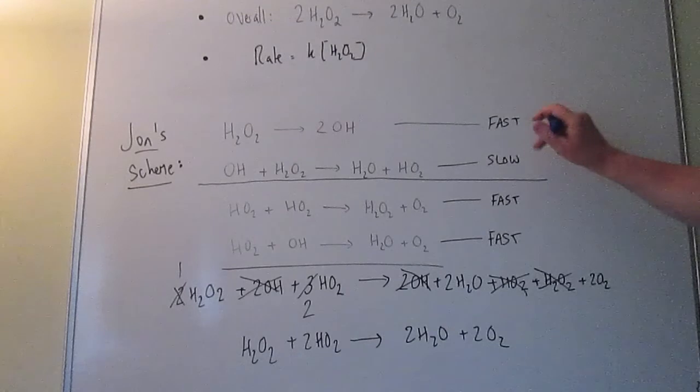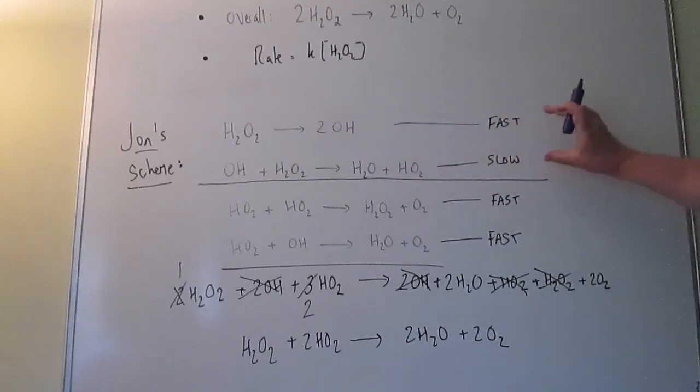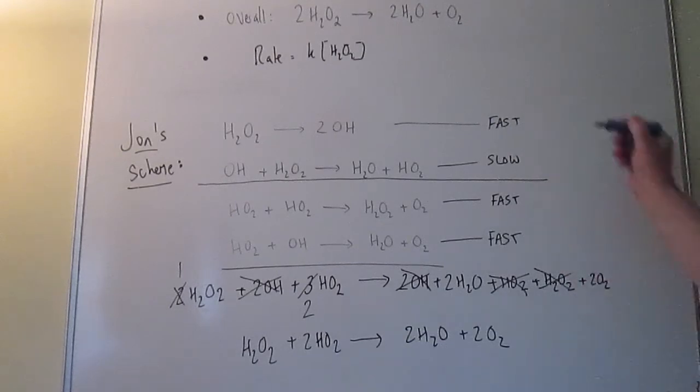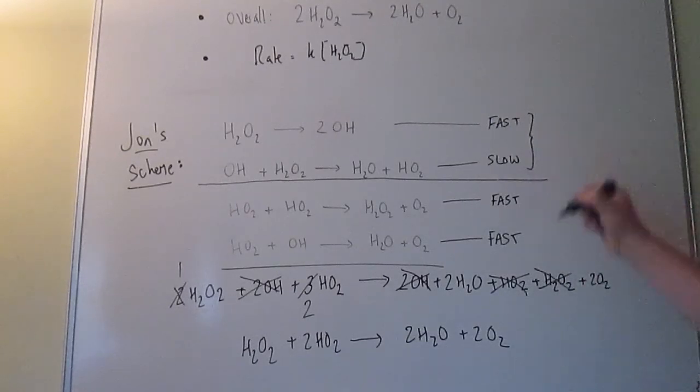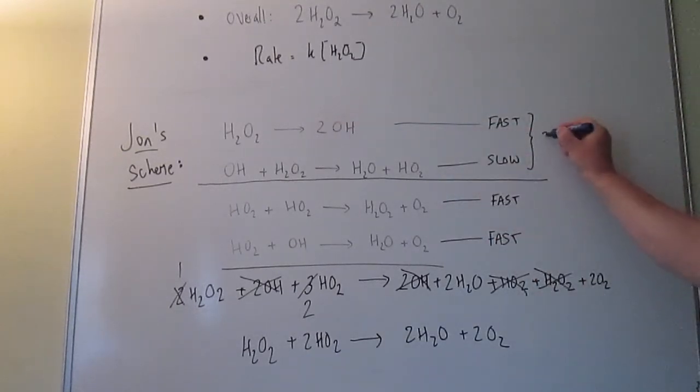So what we do is we add up those two equations. In other words, you add up all of the equations up to and including the slow step. And that gives you, if you add them up, 2H2O2 plus OH.